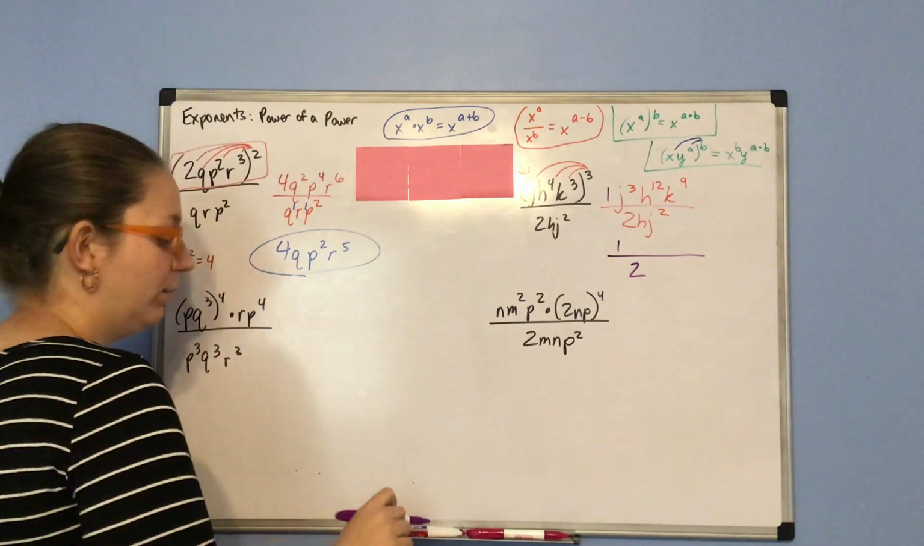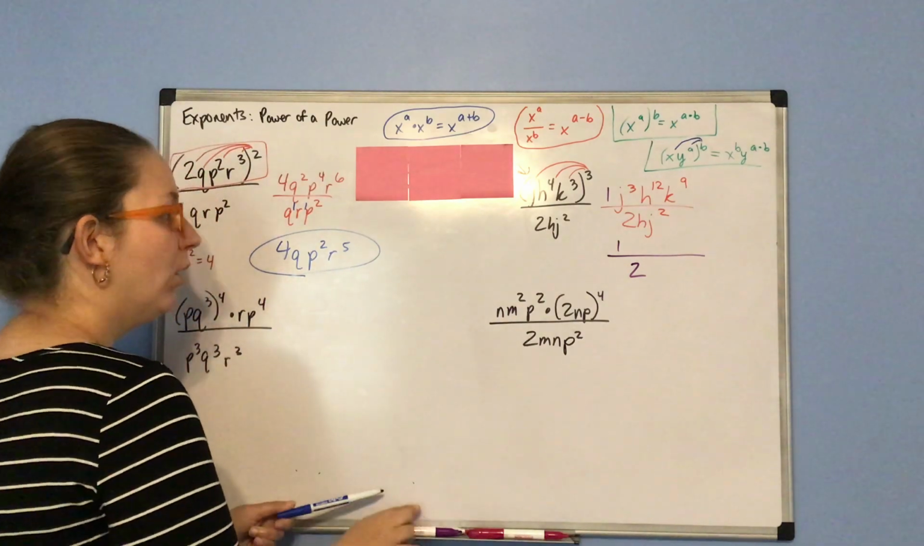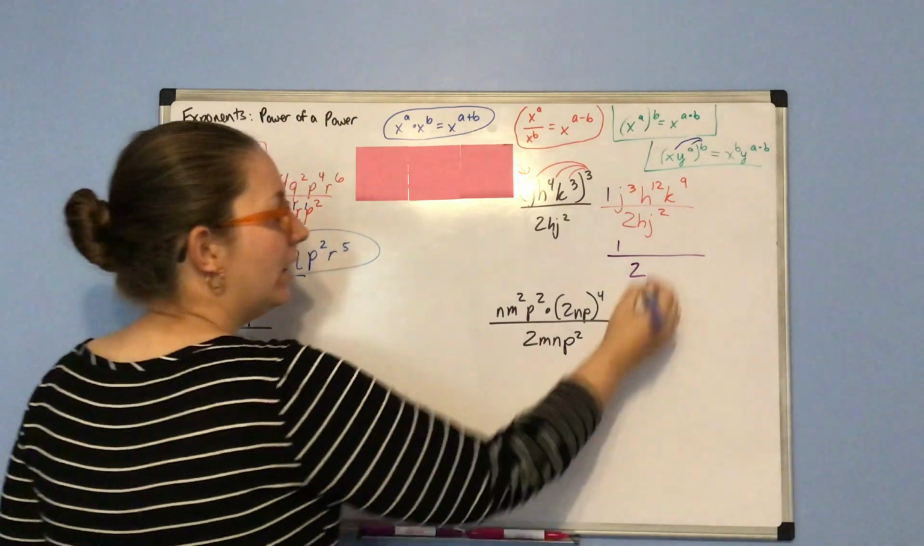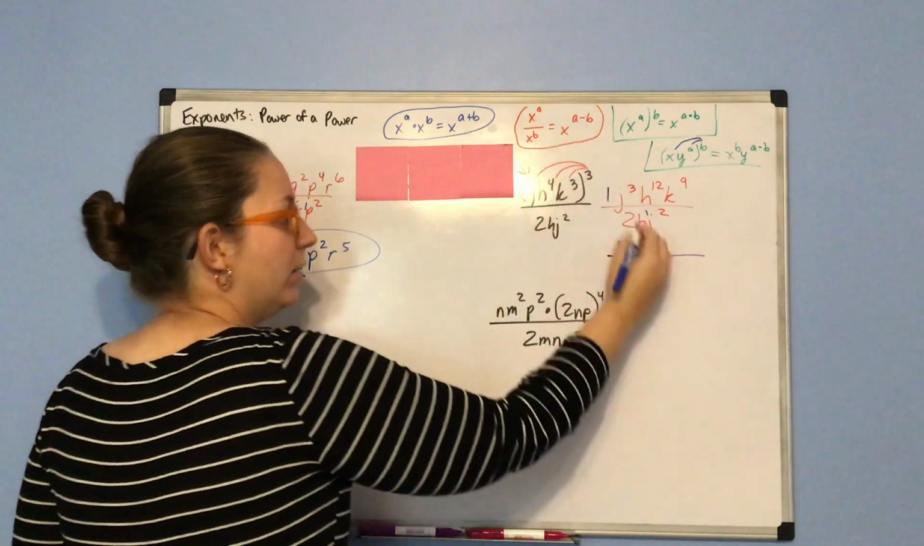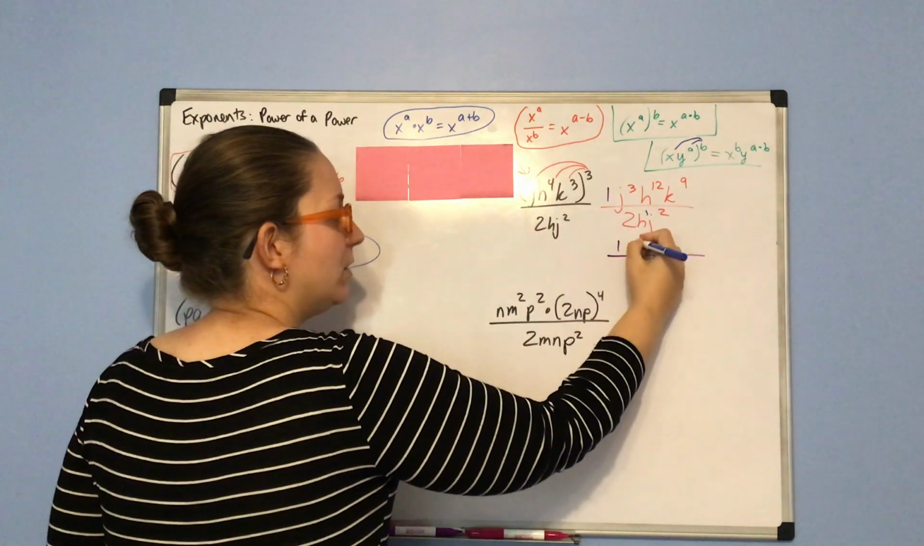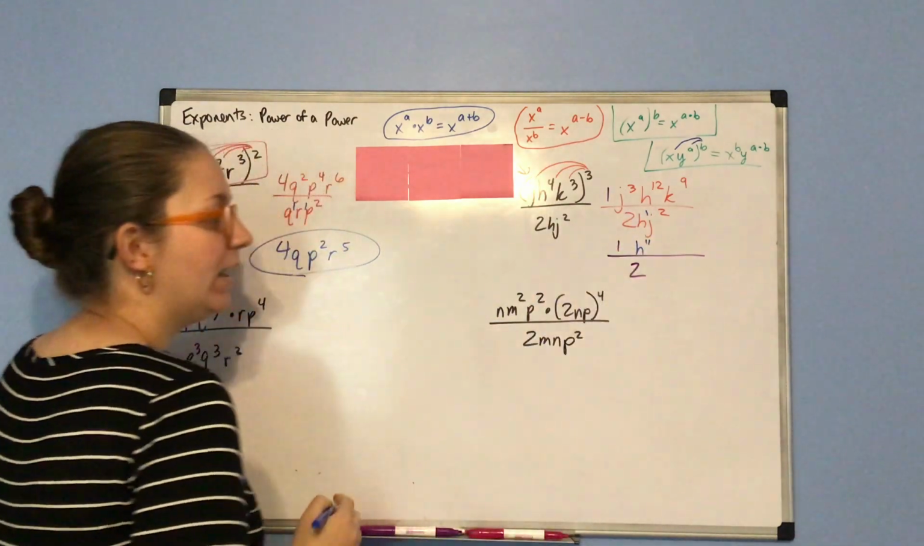I can't really do anything with my coefficients. For my variables, I have h to the 12, h to the 1. When I subtract those, I get 12 minus 1, which is 11, so I'm going to have h to the 11.